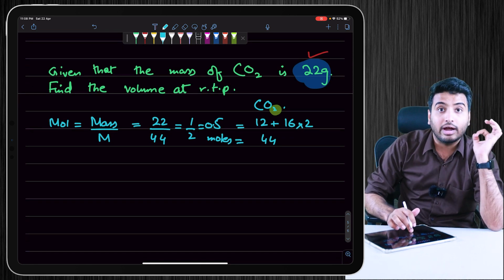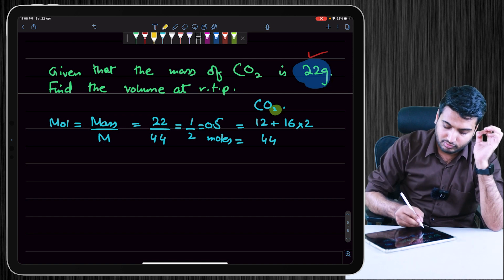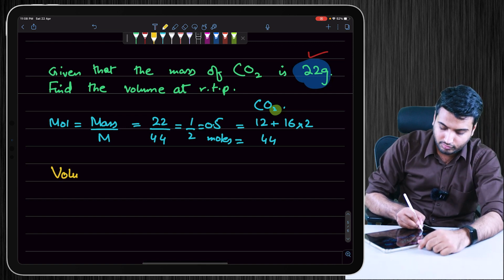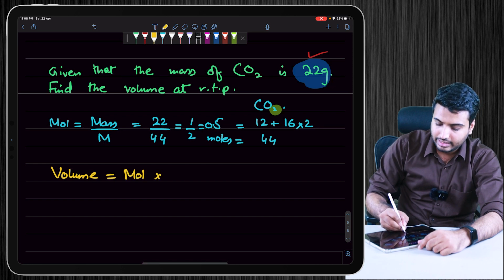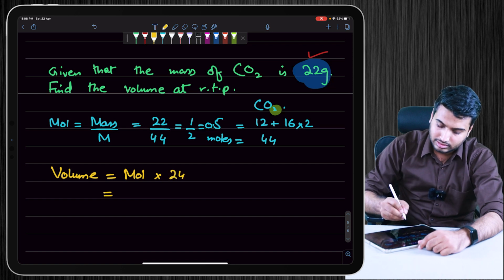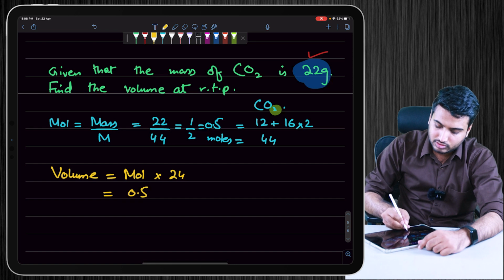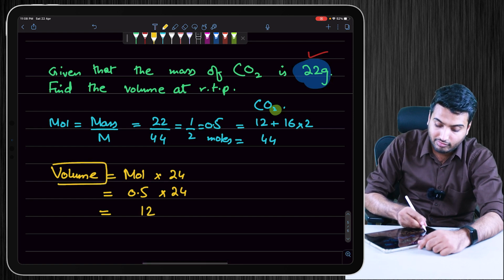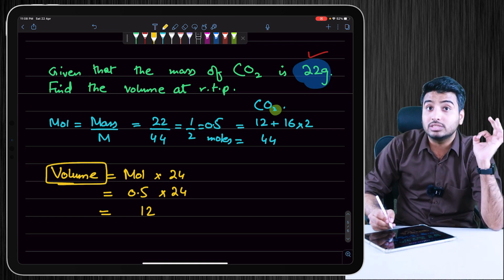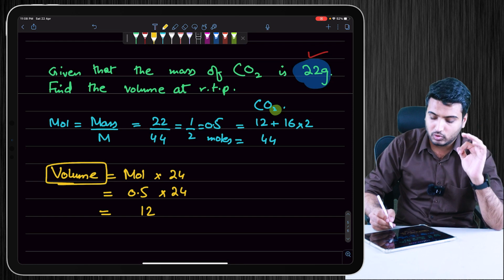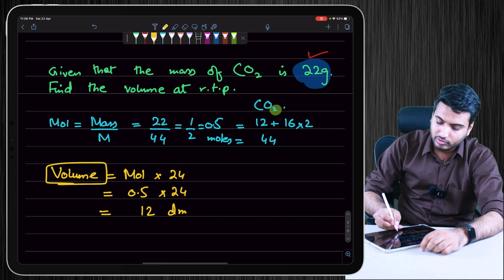Okay, now we need to find the volume. So the formula for the volume would be moles times molar gas volume, which is 24. So the calculated moles are 0.5. So when 0.5 is multiplied by 24, we get 12. So here now we are finding volume. So we would write its unit as we have used 24. As we have used 24 dm cube, so the unit would be dm cube as well.